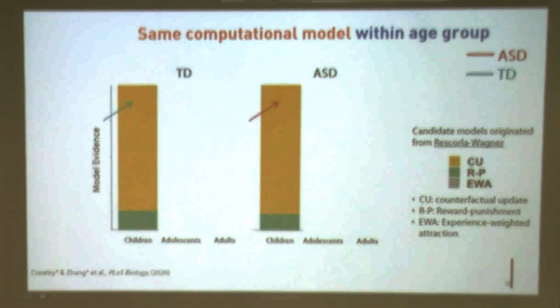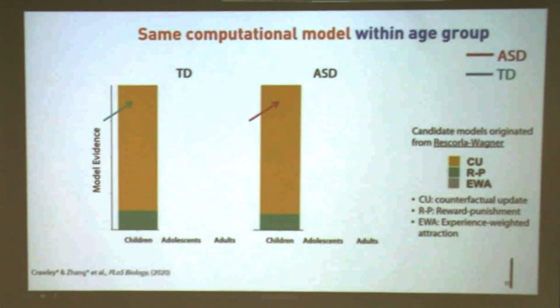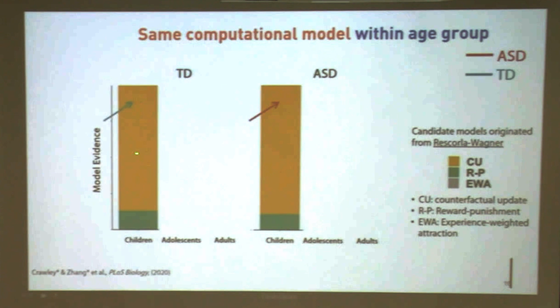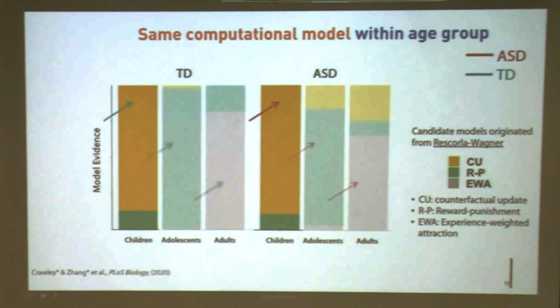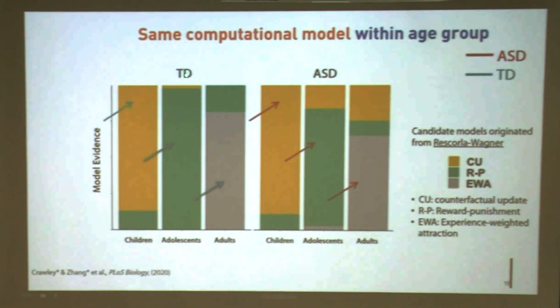Quite interestingly, regardless of the meaning of the actual model, we found that in children, regardless of the clinical difference, their winning model is the same, the yellow one. So the yellow model, this counterfactual updating, I can explain later if you're interested. And here, also very interestingly, regardless of the TD-ASD difference, in adolescents, the green model is the winning one. The larger the bar, the more evidence suggesting this is the better model in that group. So for children, it's yellow, for adolescents, it's green, and for adults, it's the gray model.